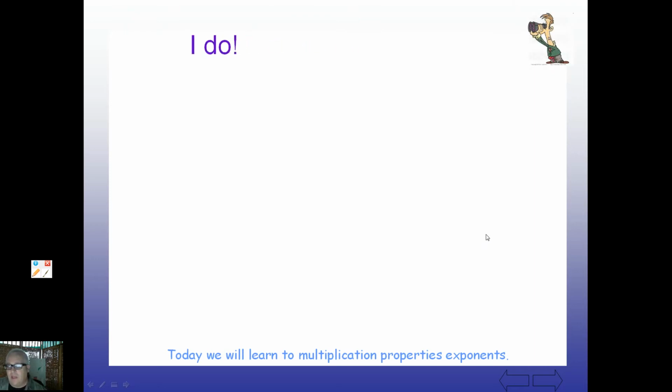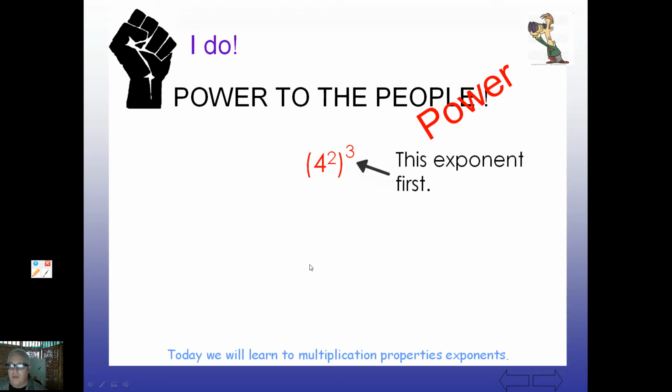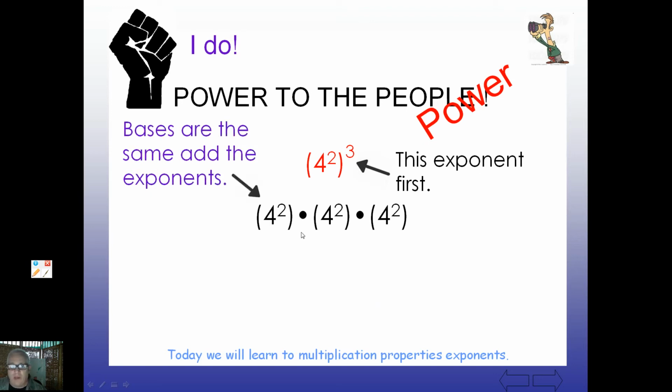And let's see. I'll do this one here, so just watch. So we're going to change this to something called power to the power. If we end up with an exponent raised to another exponent, this means the base here is 4 squared, 4 squared 3 times. So we're going to end up with 4 squared times 4 squared times 4 squared. Well, how many 4's do we have? Well, the bases are the same, so we can add the exponents, and we're going to end up with 4 to the 6th power.